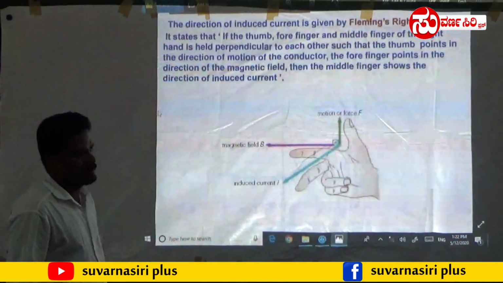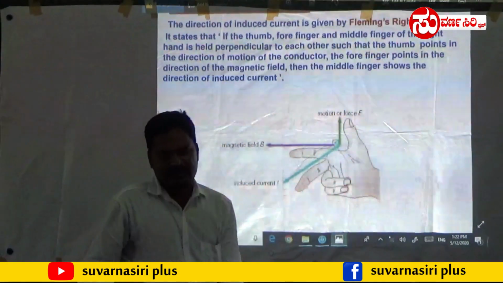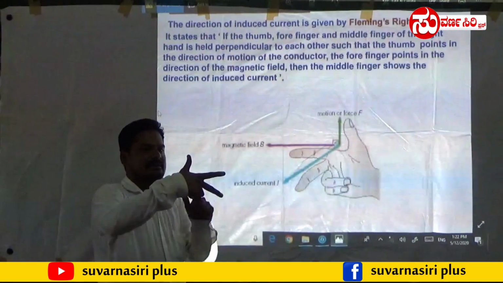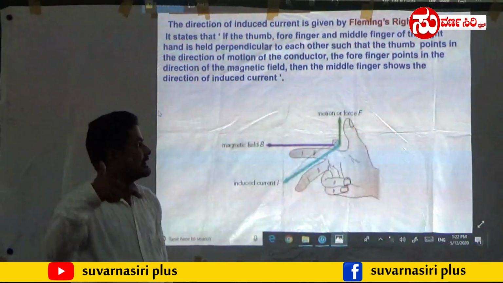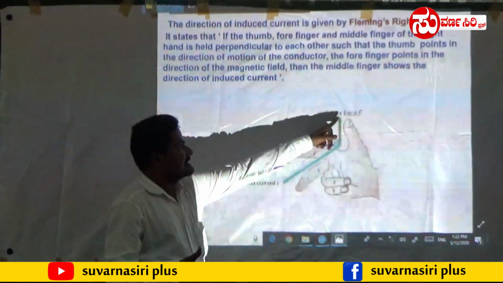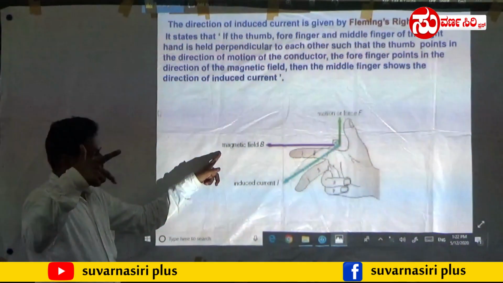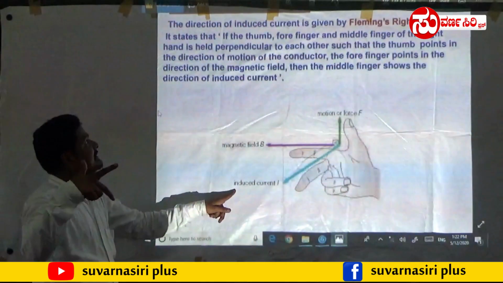So how can we take the left hand? Fleming's rule can again use the right hand. These three fingers are perpendicular to each other. Here this is motion or force, and this is the magnetic field. And next there is an induced current.